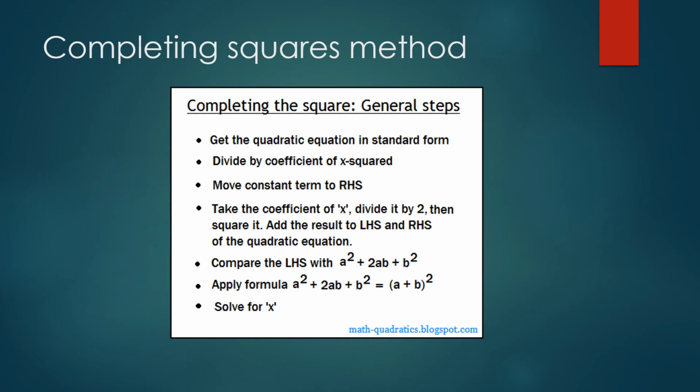After that, if we look into the left hand side, we can see an expression of the form a square plus 2ab plus b square. A square plus 2ab plus b square can be written as (a plus b) whole square. From that, we have to solve or find the root of x. So, by using the method of completing squares, we follow these steps and find the solution to the equation.